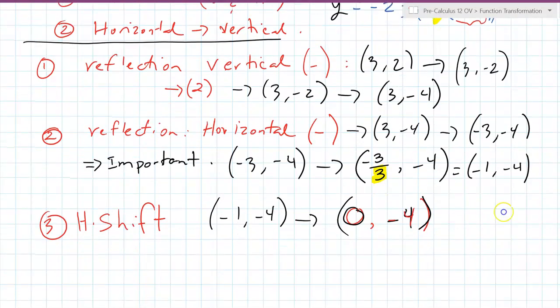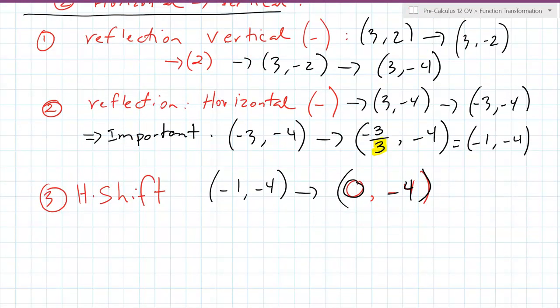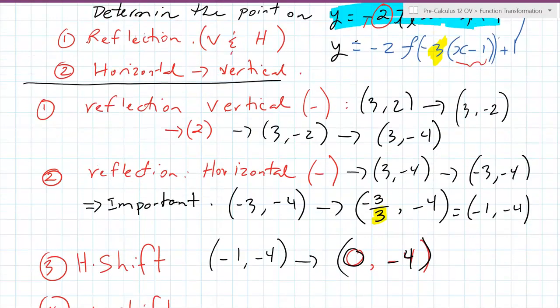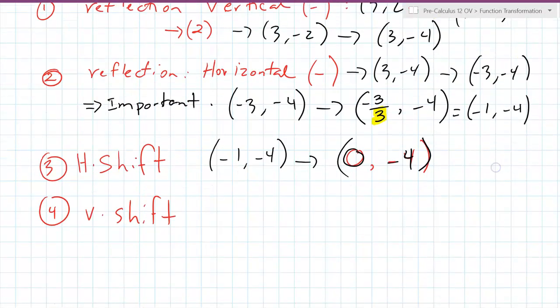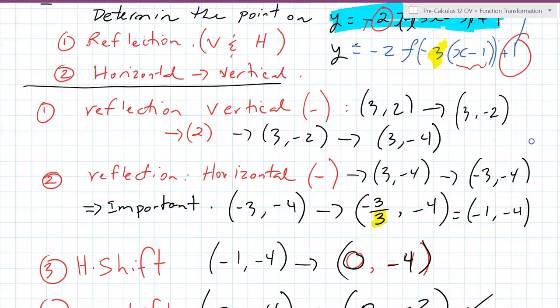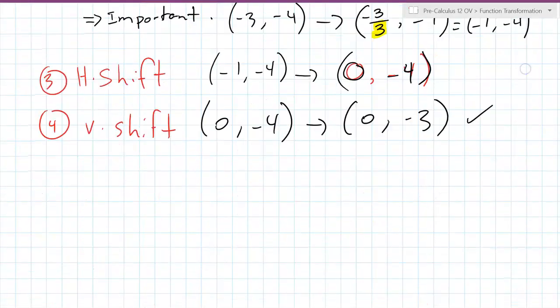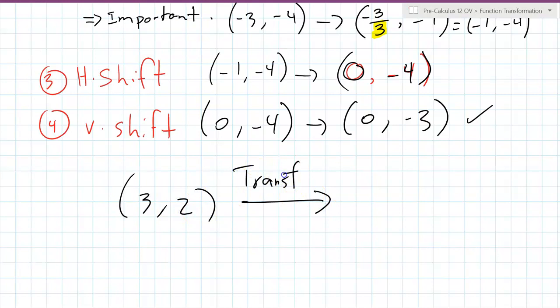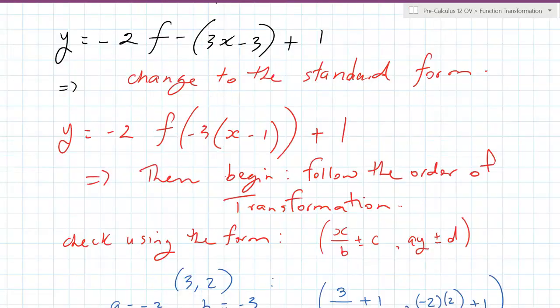Next, we're going to deal with the vertical. So let's do the vertical, and that would be the end of that. The vertical shift at the end says we just have to add 1 to what we have. So it turns out that (0, -4) becomes (0, -3). And that would be the final point. So the point that we started up with, which was (3, 2), after transformation, we got (0, -3).